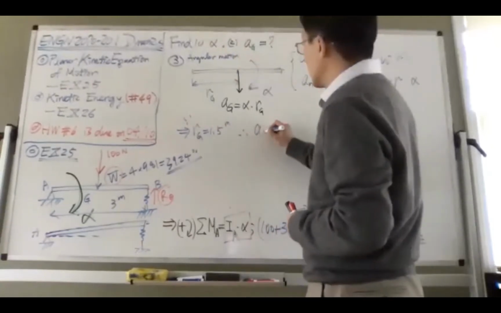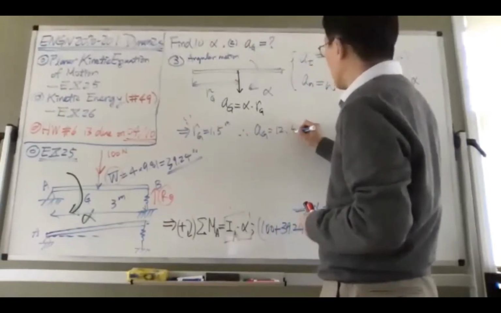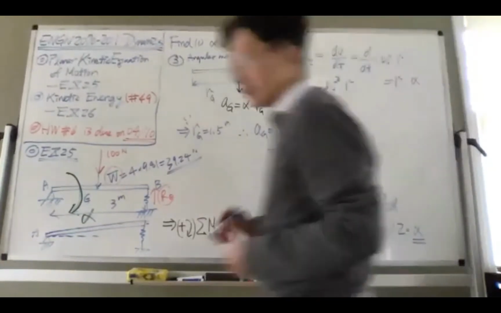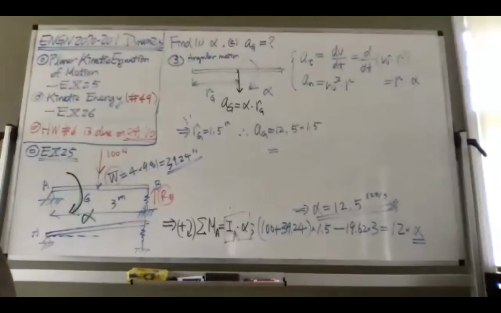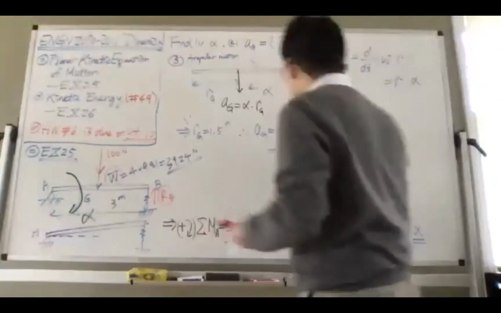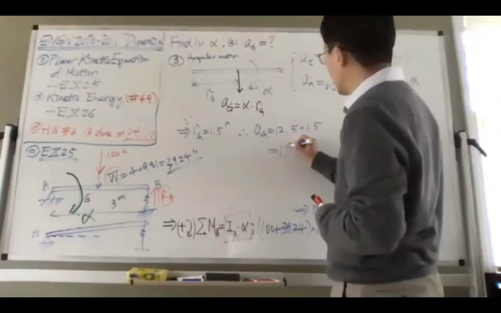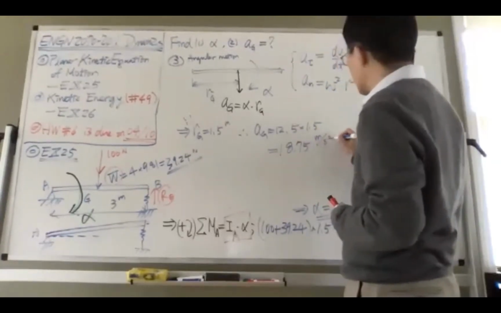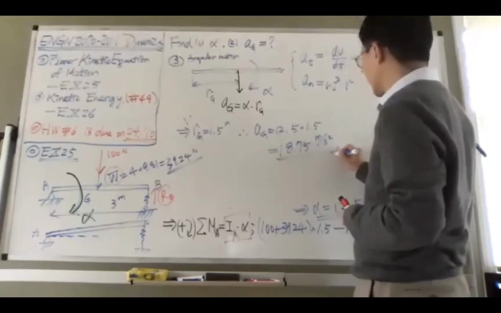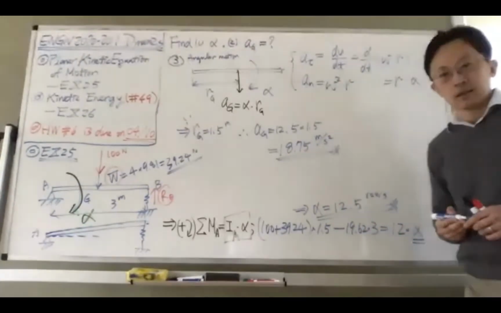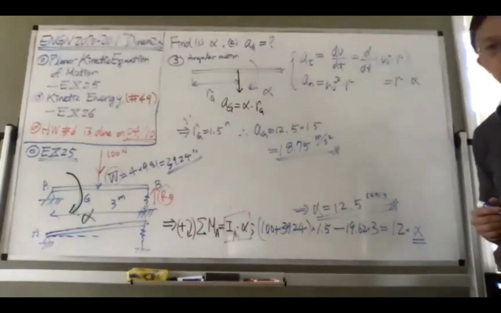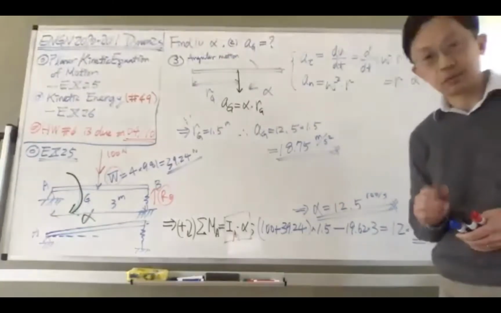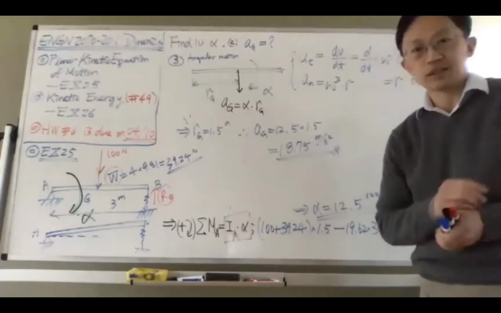Therefore, Ag is just 12.5 times 1.5, and that is what, 18.75 meters per square second. That's how we found the linear acceleration at the center of gravity.